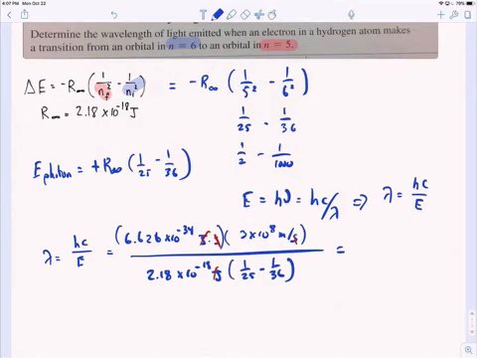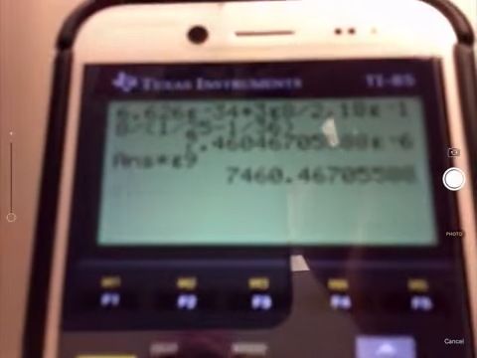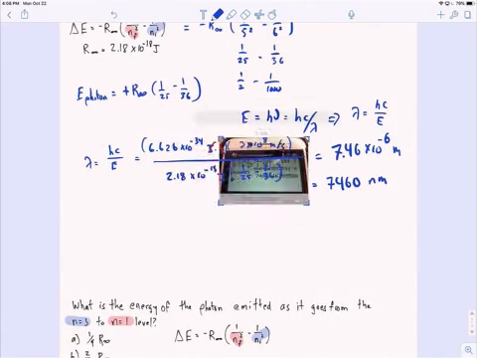So let me do this, 6.62. So this is 7.46 times 10 to the minus 6 meters, which equals 7460 nanometers. Like that.